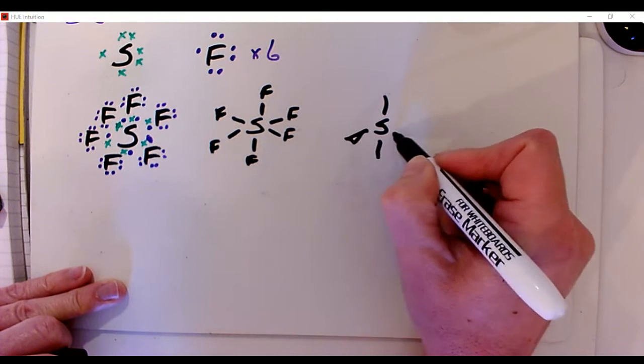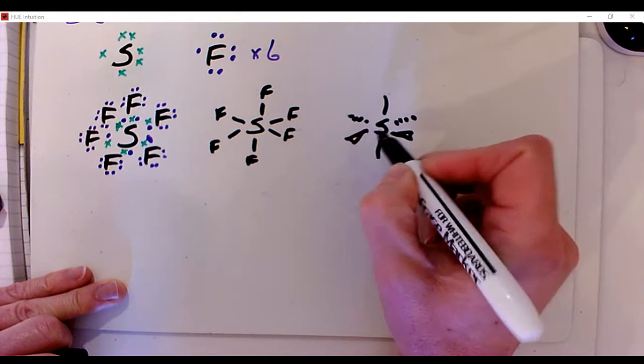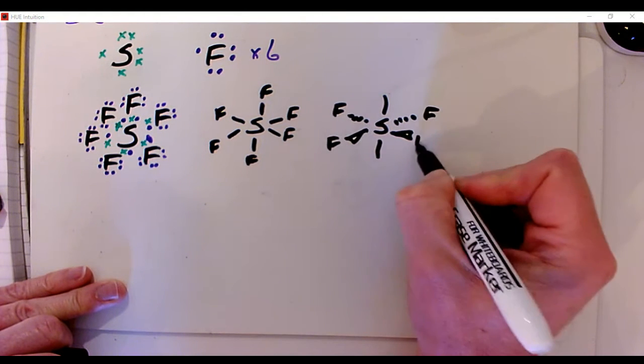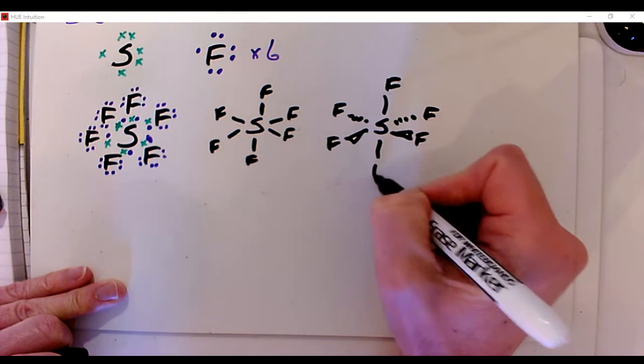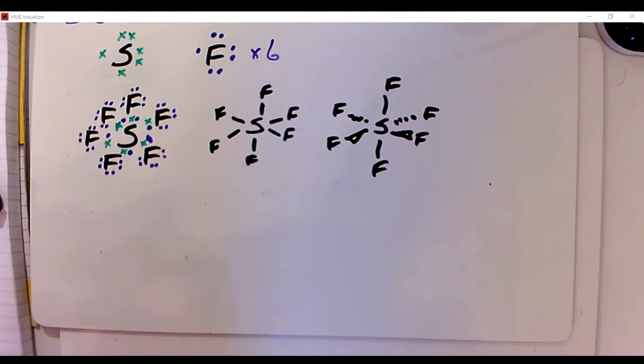So it's like, okay, so these are bonding pairs around the central atom.